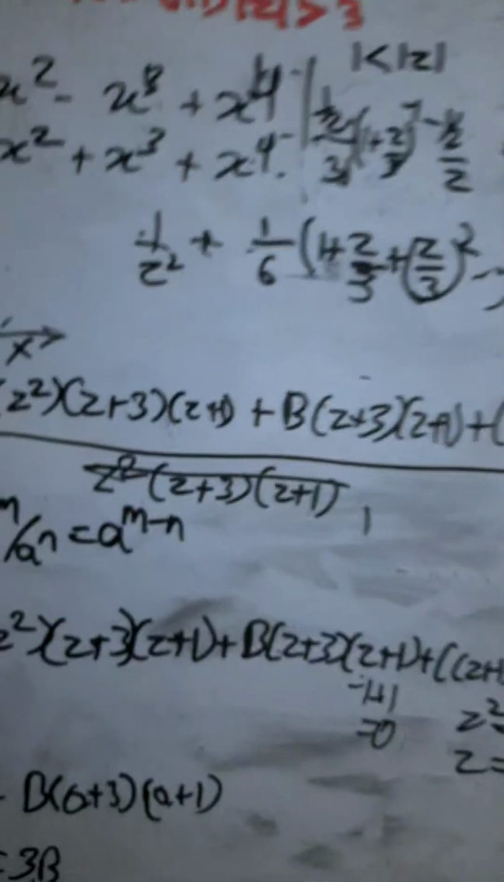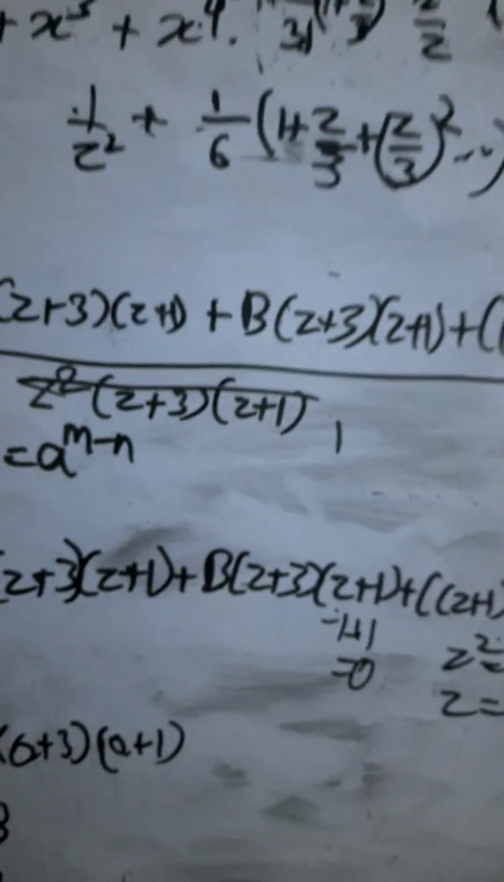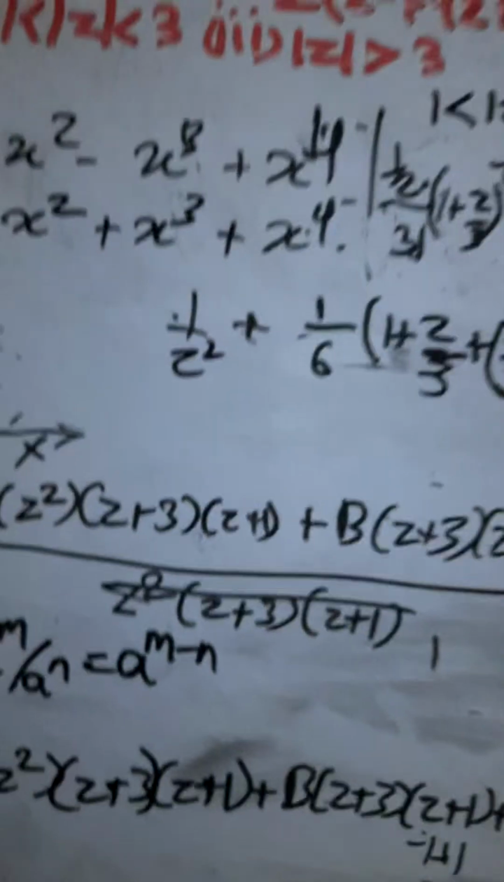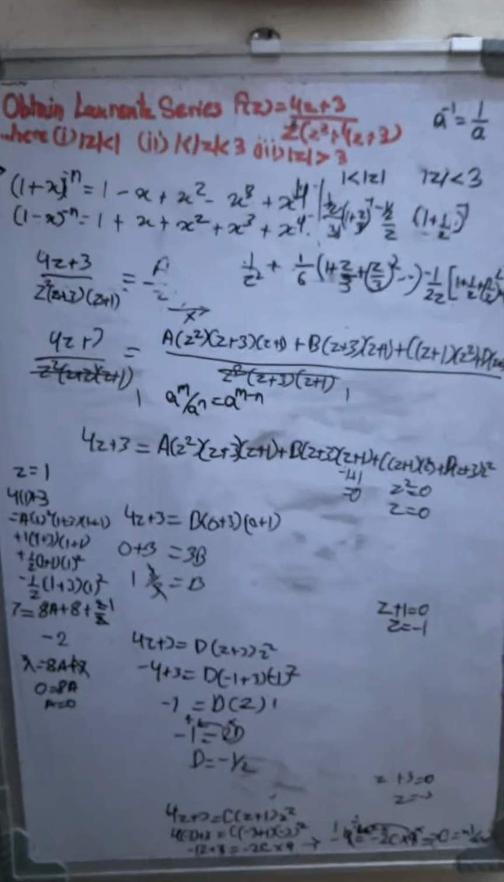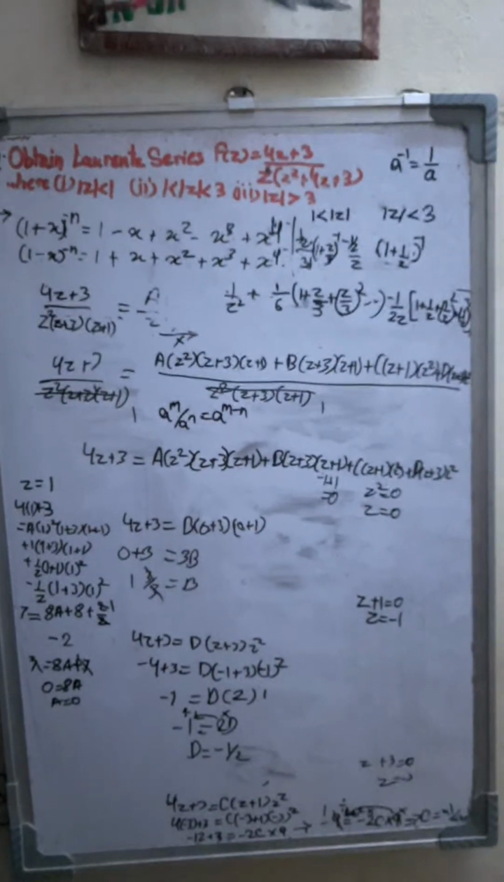Wait a second, what was b? Yeah, 1 by z square. So this is how we found it. You can take a screenshot or take notes. So we have found the Laurent series of this function.